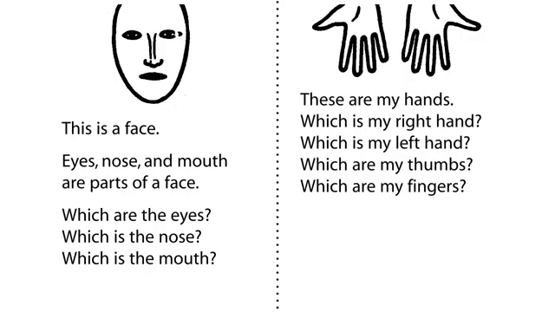This is a face. Eyes, nose, and mouth are parts of a face. Which are the eyes? Which is the nose? Which is the mouth? These are my hands. Which is my right hand? Which is my left hand? Which are my thumbs? Which are my fingers?